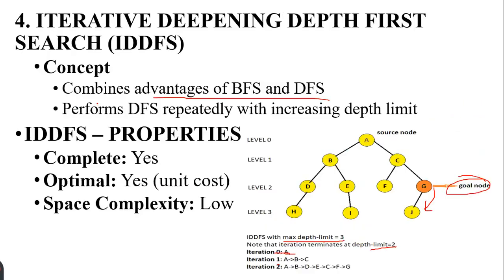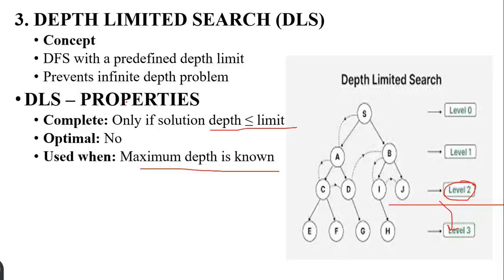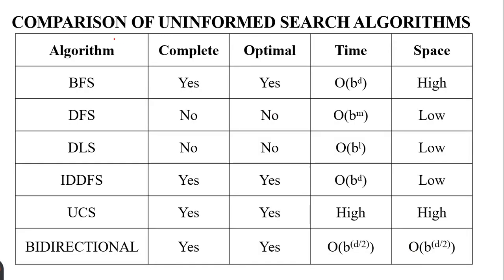Okay, so these are the different types of uninformed search. Hope you have understood this. What is the comparison of these? As you know, optimality and completeness, then time and space, we have seen in these algorithms. Next, we are going to see informed search, which we are calling heuristic search here.